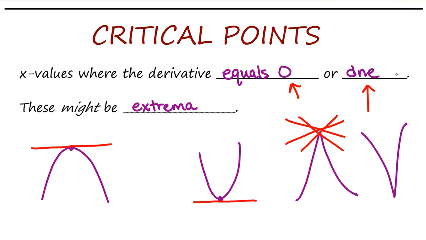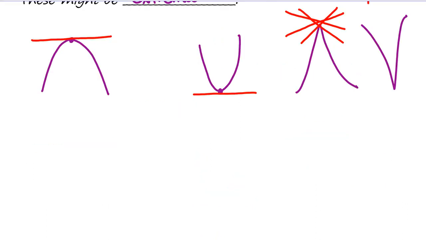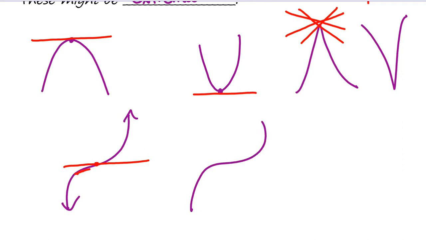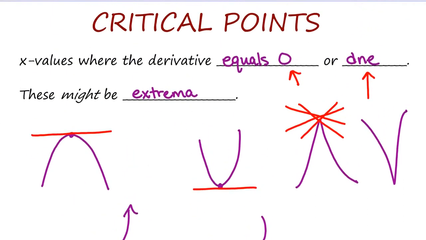Now it's possible to have a function that has a place where the derivative equals 0 or does not exist, and that place is not actually a max or a min, like if you had a function that did something like this and happened to have a horizontal tangent line there. Sorry, it's kind of hard to make that look right, but something like so, let's say. There wouldn't be a max or a min there, but these are places where you might have a max or a min.